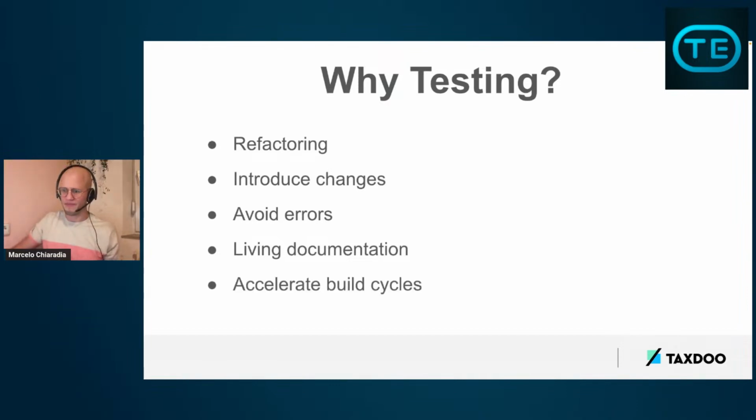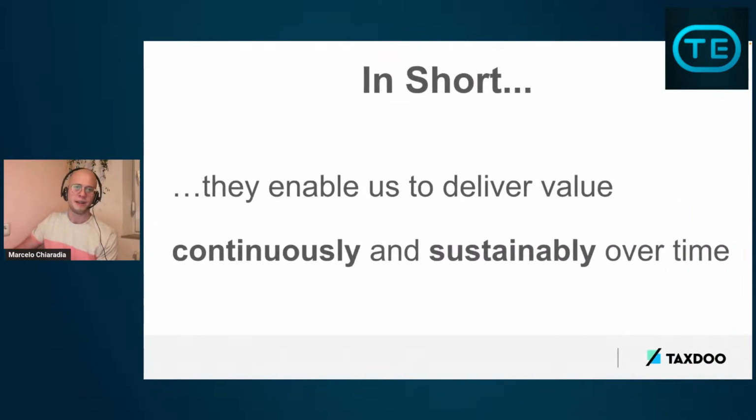And ultimately, they help us accelerate build cycles. Having fast build cycles allows you to release and deploy often, lowering the batch size, lowering the risk, and moving in small steps, which is pretty much what we want in the end: to get feedback from the user sooner. So in short, tests are enablers. They give us confidence and enable us to deliver continuously and sustainably over time.